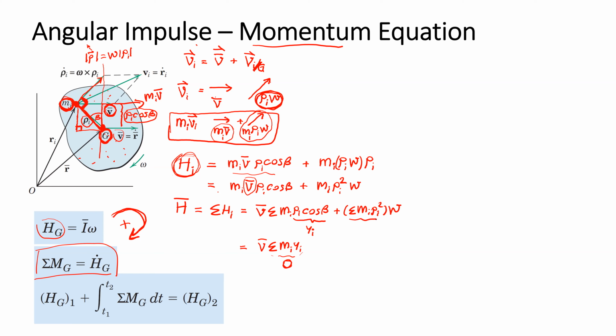How about the summation of mi rho I square? If you still remember, it equals I bar, the moment of inertia about point G. So the angular momentum about point G, you may write hg or h bar, is equal to the moment of inertia about the CG multiplied by the angular velocity.